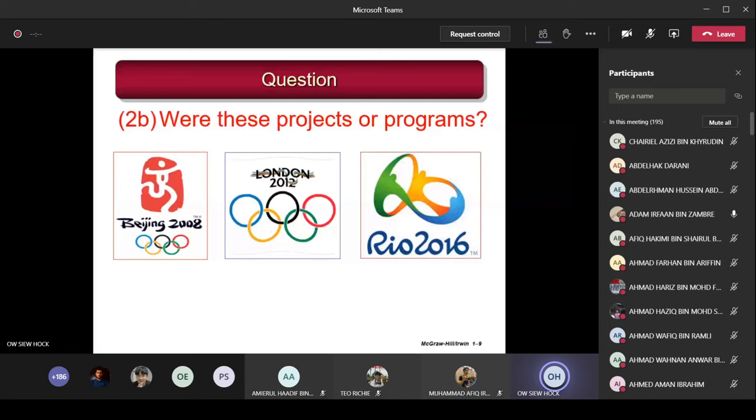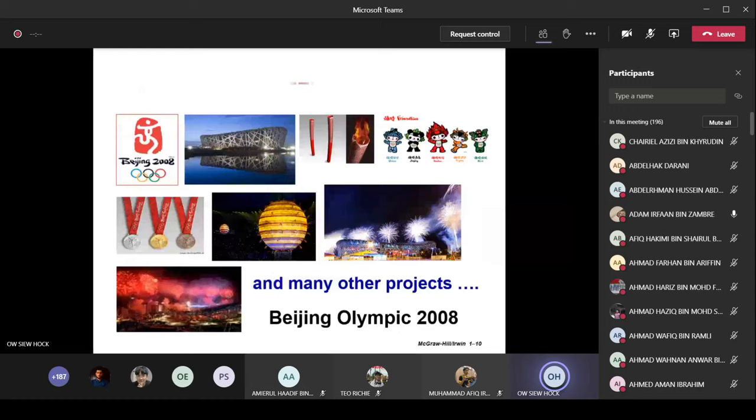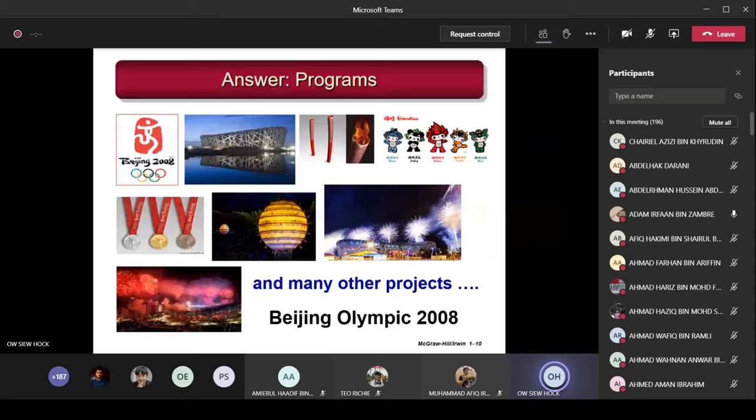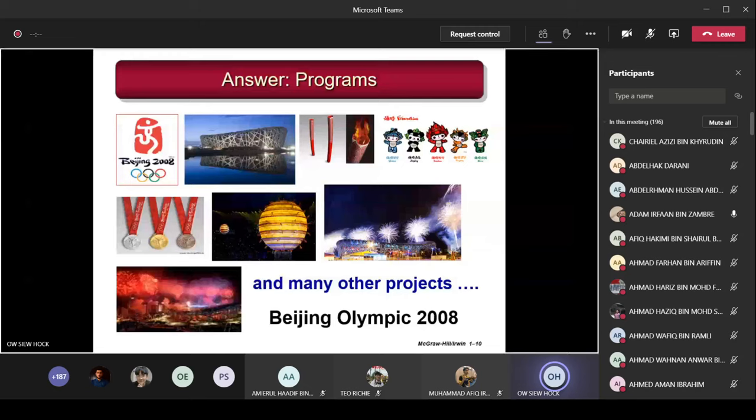Program. Yes, program. You can see they are programs because within this there are many projects. For example, in Beijing 2008, they had to build the Bird's Nest stadium for the opening ceremony. They had a project to design the mascot, a project to design the medals, and a project to organize the opening and closing ceremonies. So within the Olympic Games itself, the goal is to organize the Olympic Games. There are many, many different projects, but they are trying to achieve the same goal.